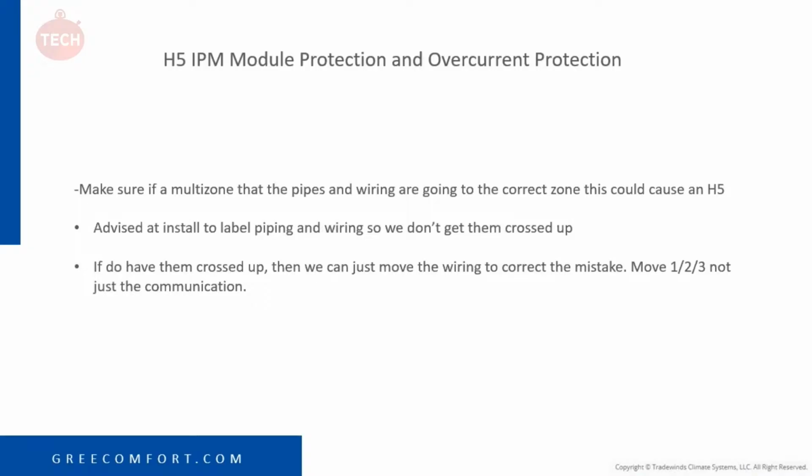Another thing you want to do is make sure, if it's a multi-zone, that the pipes and wiring are going to the correct zone. This could cause an H5. It's advised at install to label piping and wiring so we don't get them crossed up.